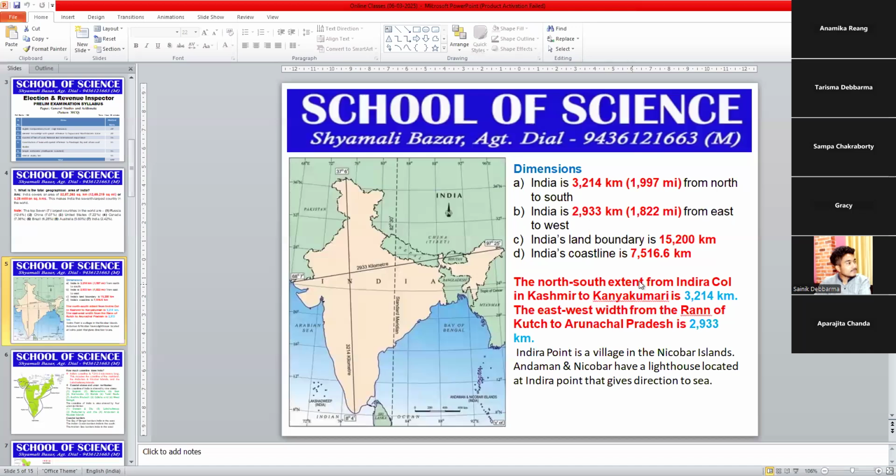The north-south extent from Indira Col in Kashmir to Kanyakumari is 3,214 kilometers. The east-west width from the Rann of Kutch to Arunachal Pradesh is 2,933 kilometers. Indira Point is a village in the Nicobar Islands. Andaman and Nicobar have a lighthouse located at Indira Point that gives direction to ships at sea.